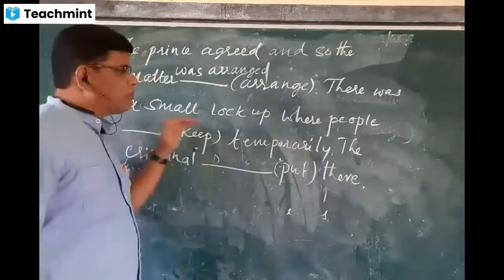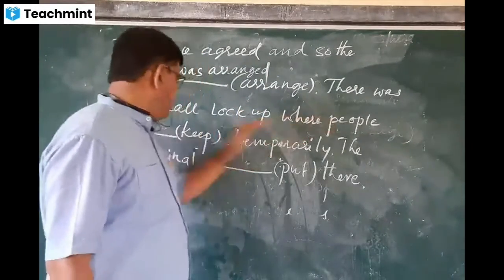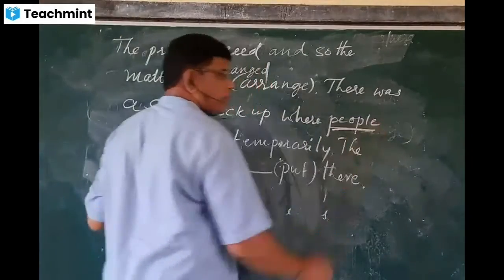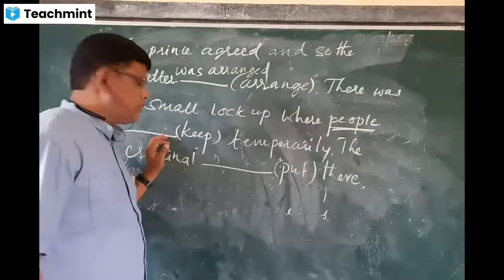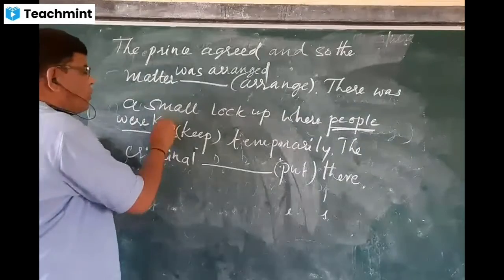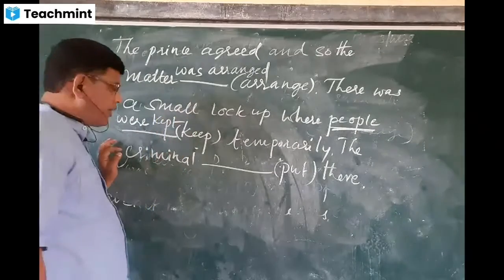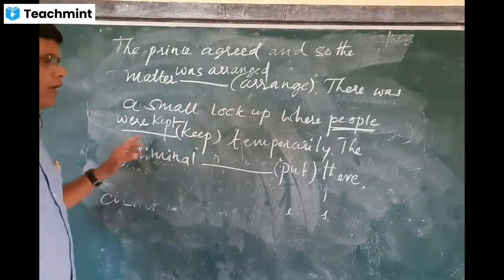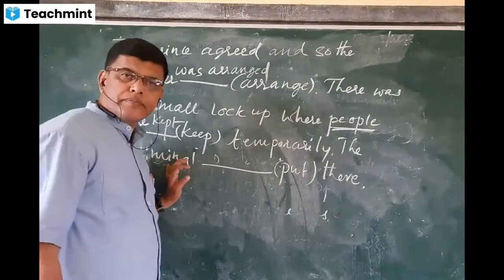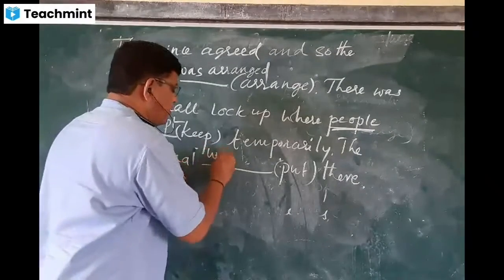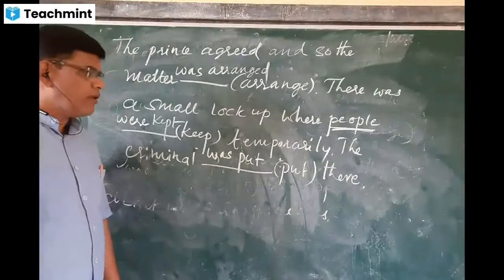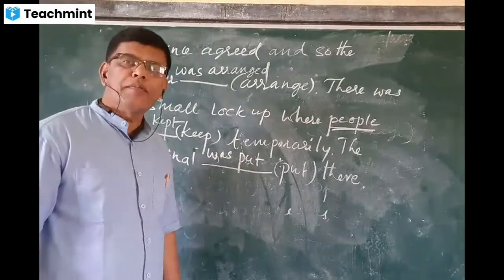There was a small lockup where people dash. The subject is people. Where, sir? Plural, sir. Yes. Where kept, sir. Were kept, definitely. Yes, sure. Were kept temporarily. The criminal was put. Was singular. Yes. Was put there.